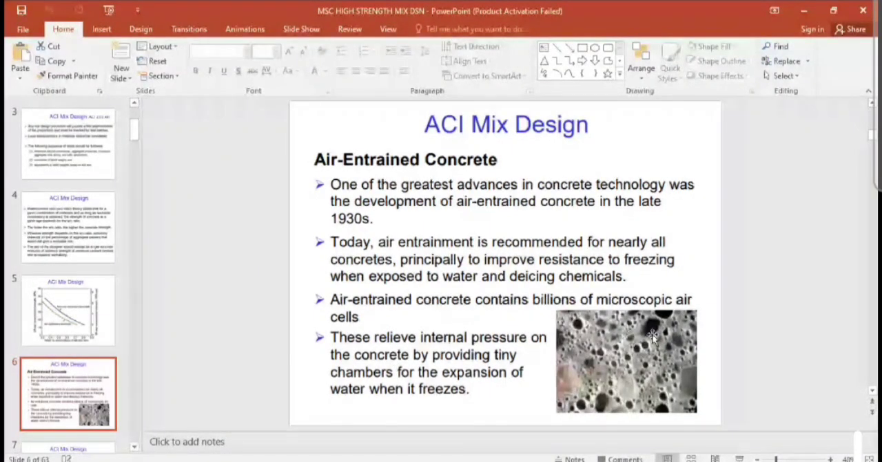So once we have these pores, these microscopic air cells, they can accommodate this particular expansive stress. So that's why in the cold regions, normally in the regions where temperature is in minus or negative, we do the air entrainment into the concrete.